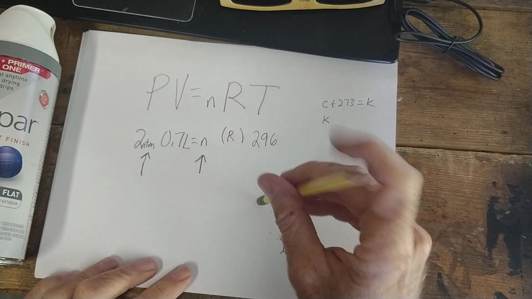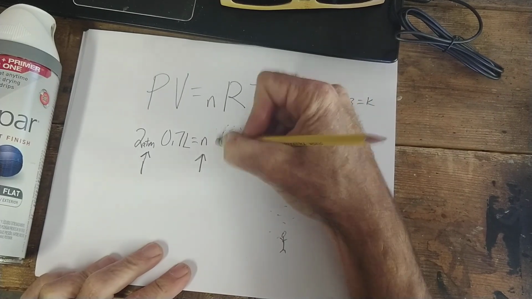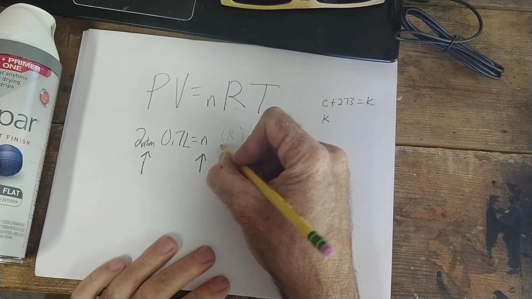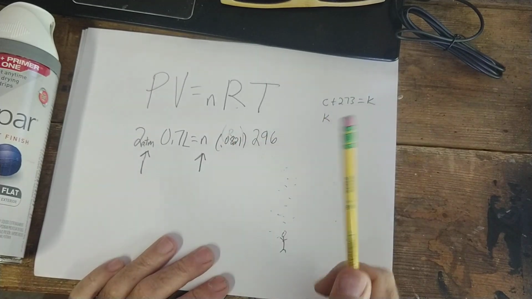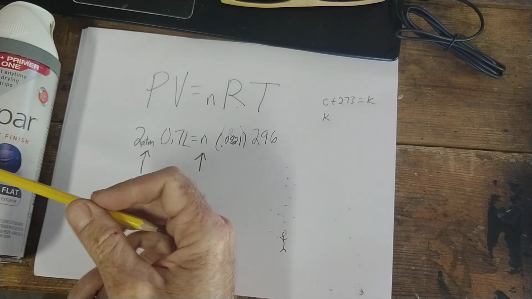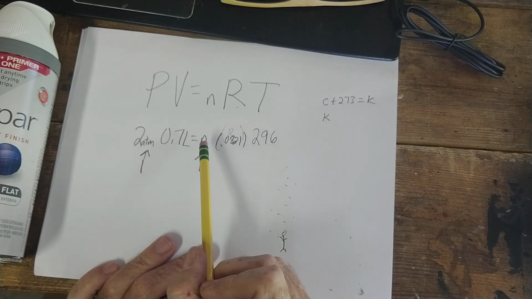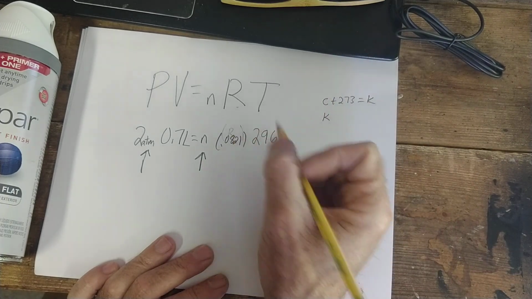So for R, I'm going to put 0.0821. Okay? Now, I want you to tell me how many moles of gas can fit in this can. Solve for N. Okay? I'm going to solve it now.